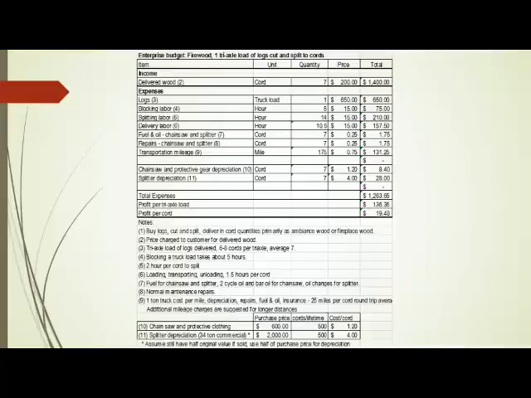Number 5 is splitting labor, assuming it takes 2 hours to split a cord of wood with a 34-ton splitter. Does that sound reasonable to people? Is that high, low? Any idea? That's pretty low. Pretty low. Okay. Okay.